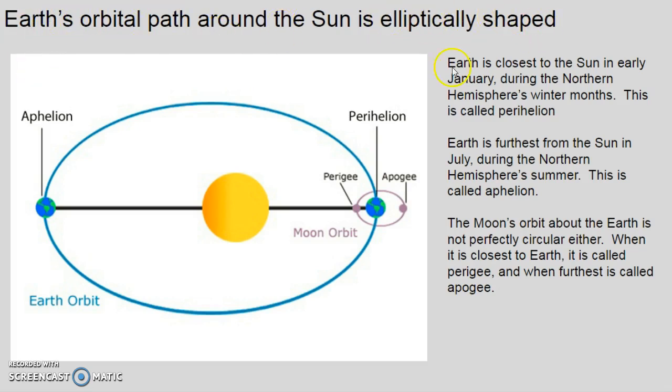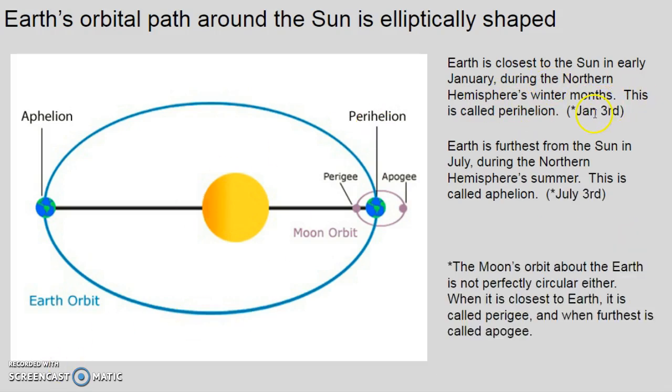It is elliptically shaped. The Earth is closest to the sun in early January, during the northern hemisphere's winter months. This is called perihelion, and this actually occurs on January 3rd. Perihelion is just a fancy word for saying that the Earth is closest to the sun. When we say that the Earth orbits the sun in an elliptical orbit, it's not a perfect circle, and as a result, it's going to get closer and be further at different locations in its orbit.